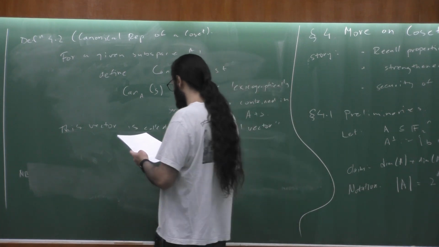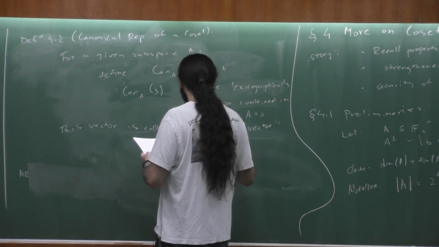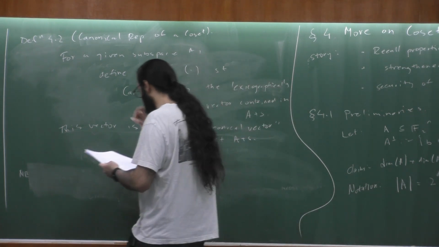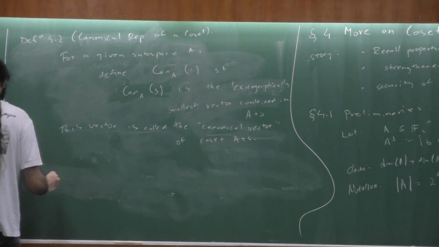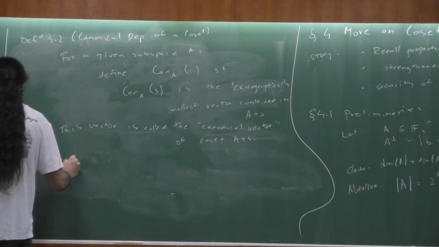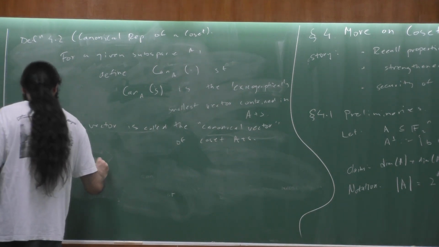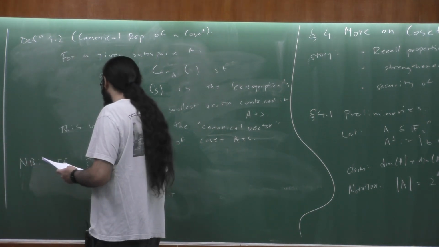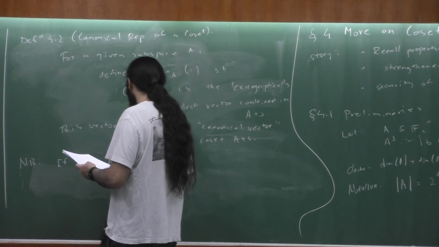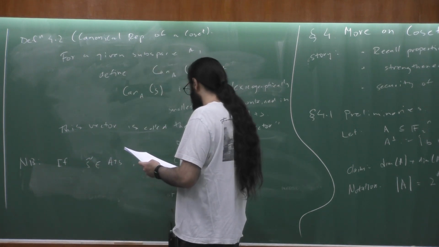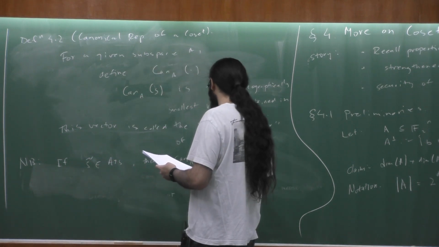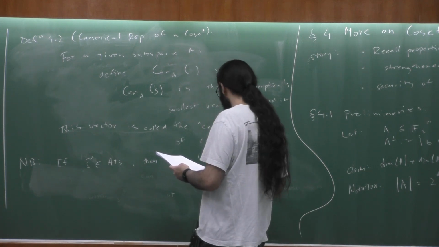Of the coset A plus S. Okay, good. So here's a quick note that you can check: if S tilde belongs to A plus S, then canonical A of S is the same as canonical A of S tilde.